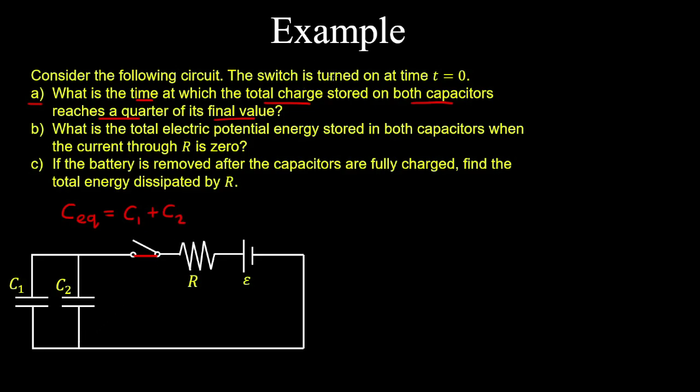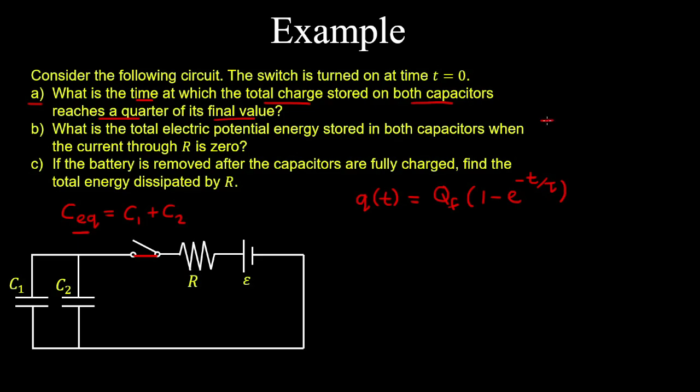And when the switch is closed, the capacitor is going to start charging. So we use our solution to the differential equation for a charging capacitor, where we have Qf being the final charge on the equivalent capacitor, which is the total charge stored on both capacitors, and that's multiplied by 1 minus e to the minus t on the time constant tau.